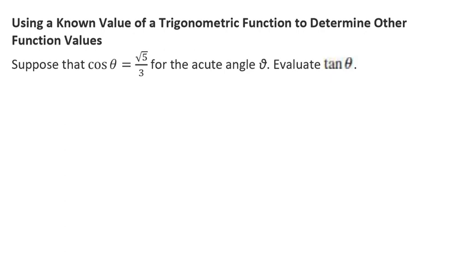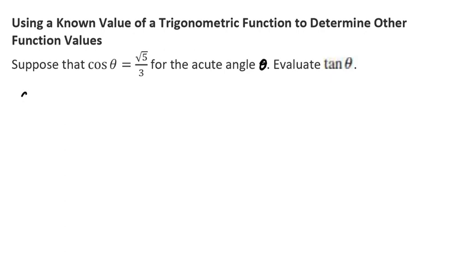In this video, we're going to be using a known value of a trigonometric function to determine other function values. So for this example, suppose that the cosine of theta is radical 5 over 3 for the acute angle theta, and we're going to evaluate the tangent of theta.